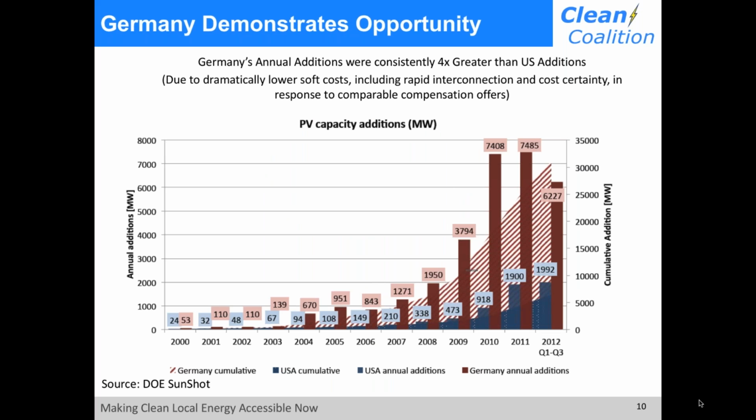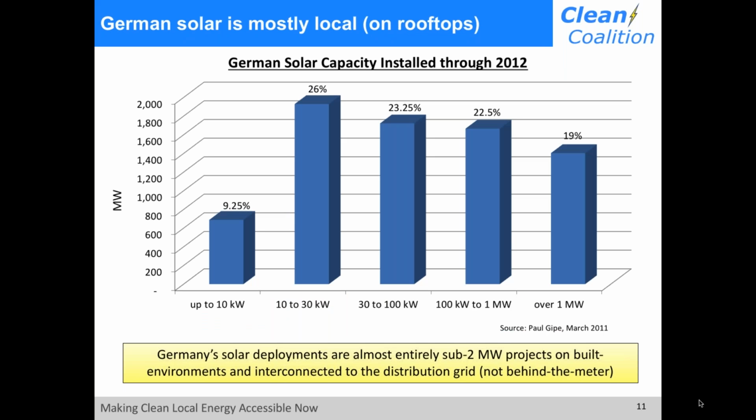Germany has provided a clear example of how streamlined interconnection is an important part of effective policy for the transition to sustainable energy resources. Germany's annual additions were consistently 4 times greater than the US nationwide totals. Every single one of these required interconnection, and the streamlined processing with predictable costs has been a major factor in the actual deployment. Next slide. We'll see that Germany's solar deployments are almost entirely sub 2 megawatt projects on built environments and interconnected to the distribution grid, but not behind the meter. Next slide.